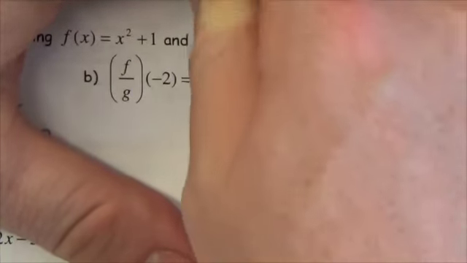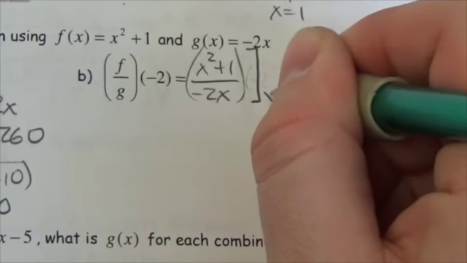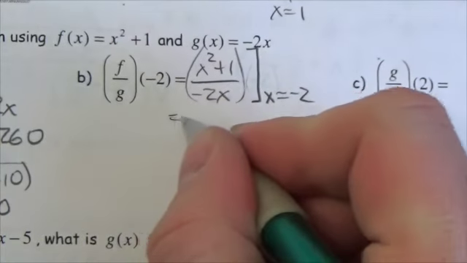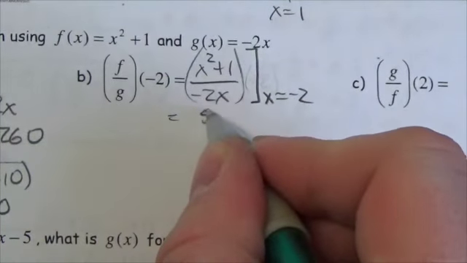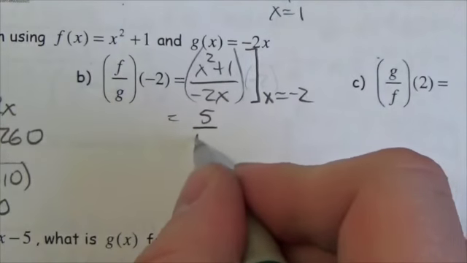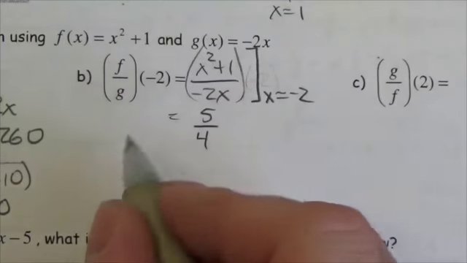We're just going to evaluate this at negative 2. It would probably make more sense for me to write this like this. Put a little square bracket here, x equals negative 2, and I will plug that in here. Negative 2 squared is going to be 4, plus 1 is 5. Negative 2 times negative 2 is going to be 4. So the answer here is 5 fourths.